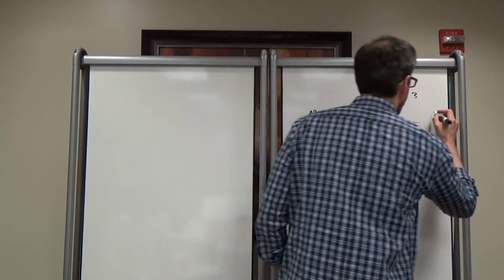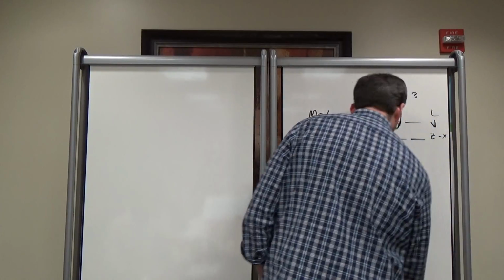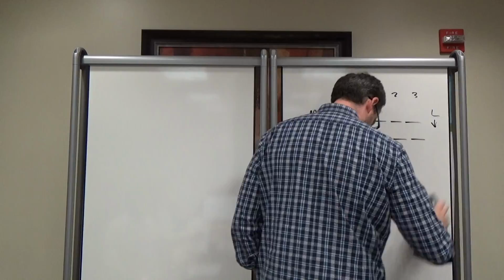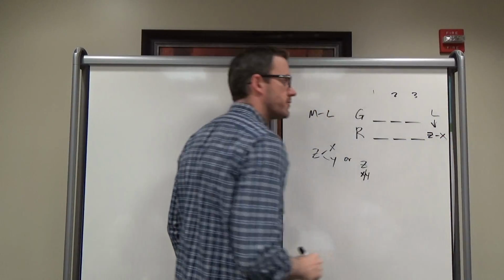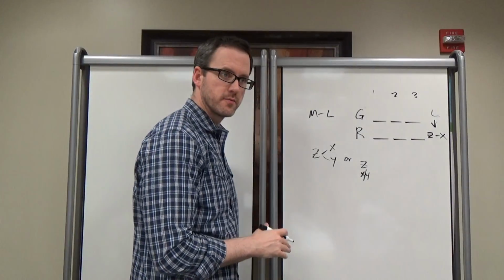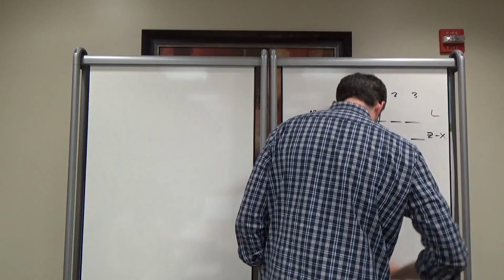Okay, so if L is up here, then Z, X are down here. I'm writing it like that because that's the order that they're going to be in, right? Z is going to be before X in R. Okay. Bobby, how do you feel about these rules so far? Good. Good? Okay.